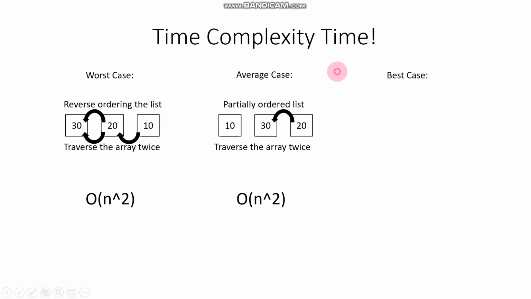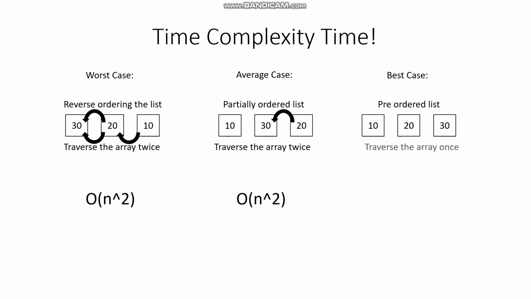The best case scenario is a pre-ordered list that is already in sequential order. So as you can see, 10 is less than 20, 20 is less than 30. Perfect. We don't have to access the subarray. This becomes the fully sequentially ordered list. So we traverse the array once, that's O(n). Wonderful.